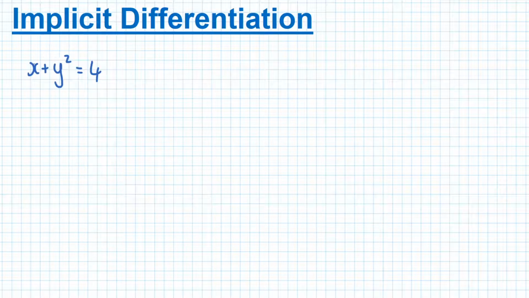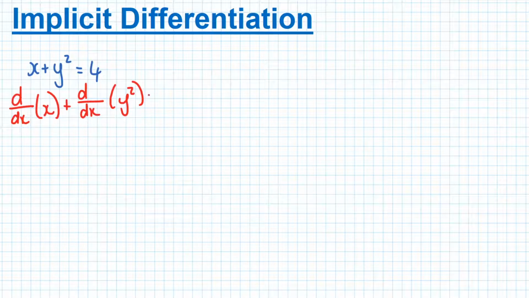Let's look at the first question that I've put up here: x plus y squared equals 4. We want to differentiate this equation with respect to x. So I'm just going to write this out explicitly for you using the chain rule. I'm going to derive the x with respect to x. Then we're going to derive the y squared with respect to x. And then we have to derive the 4 with respect to x.